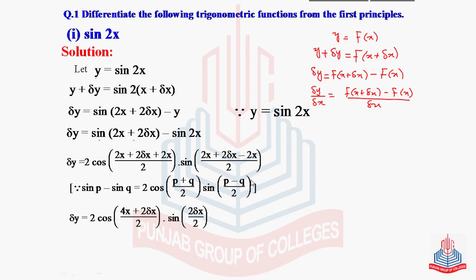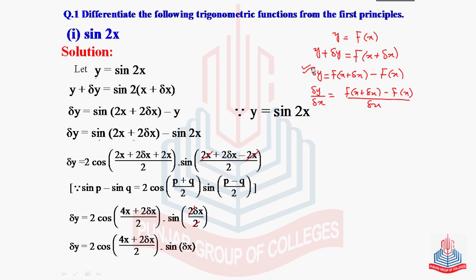So by simplification, delta y is equal to 2 cos. This 2x plus 2x will become 4x, and this 2 delta x divided by 2, into sine. This 2x will be cancelled out and we have 2 delta x divided by 2. Now the next step will be 2 cos of (4x plus 2 delta x) divided by 2, into sine. This 2 will be cancelled out, we have delta x. So we have just completed this simplification step.